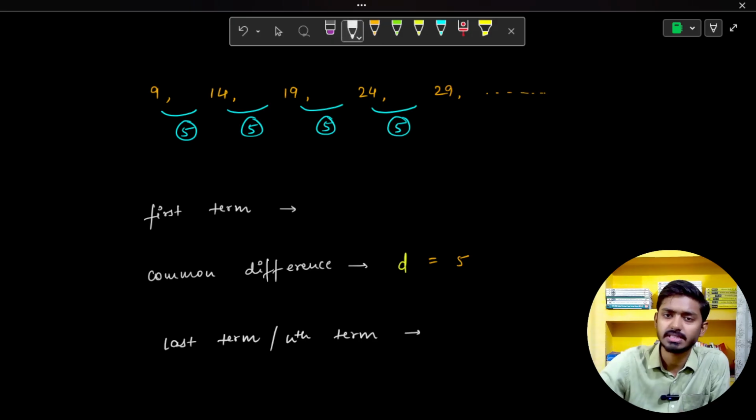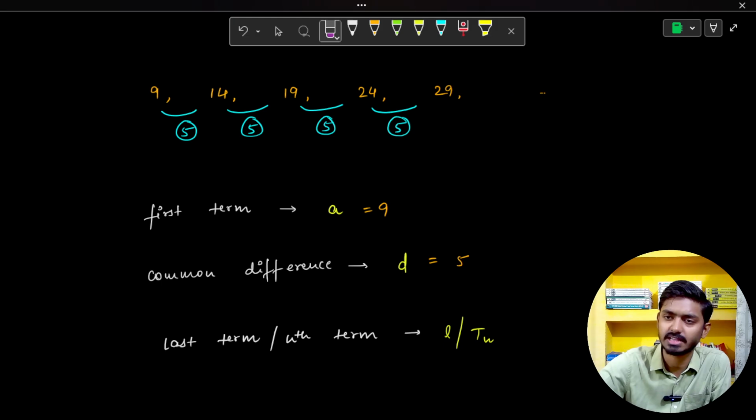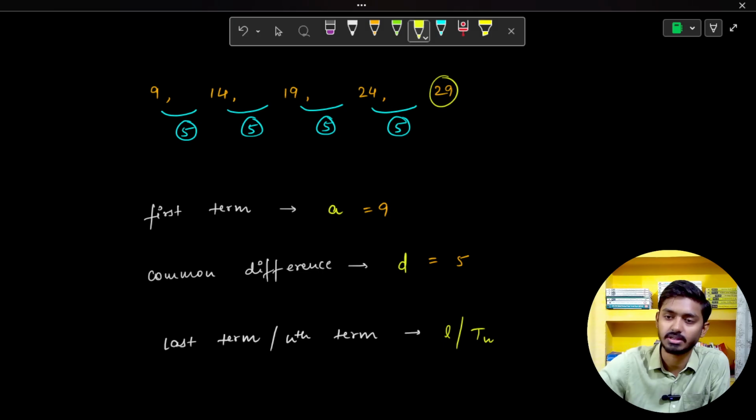As you can see, the first term over here is 9. First term is represented by A, and in this case the first term is 9. Last term or nth term, last term is represented by L, nth term is represented by Tn. Both of them usually are same. In this case, although this is an infinite series, as you can see, it gets extended to infinite. But if I erase this section and say our series ends with 29, we'll say the last term or the nth term is 29. Simple as that.